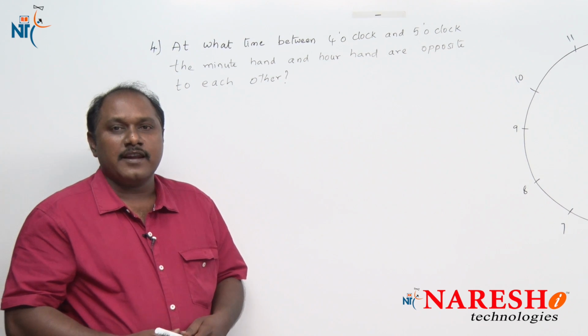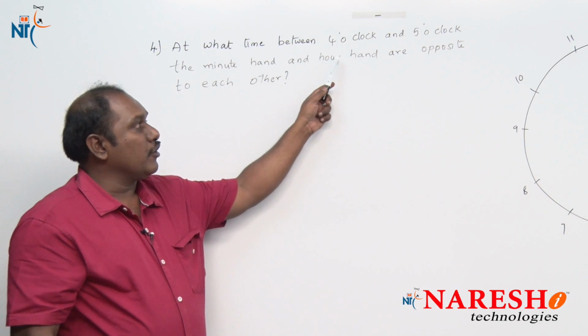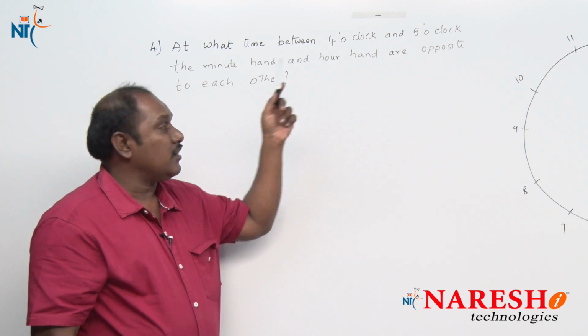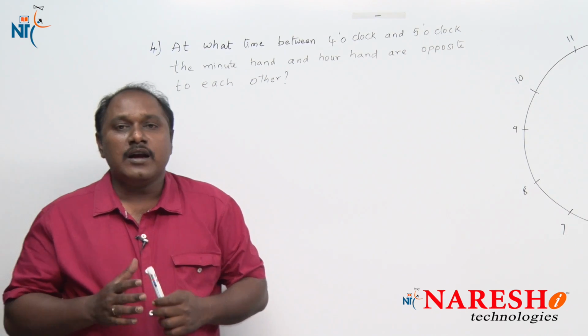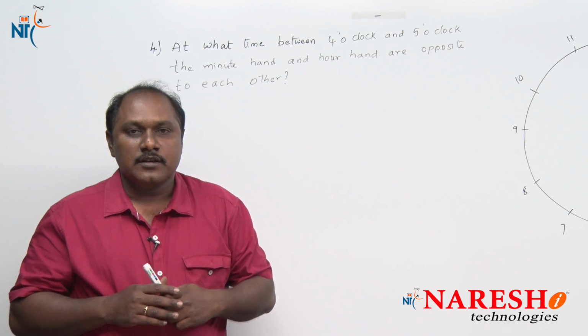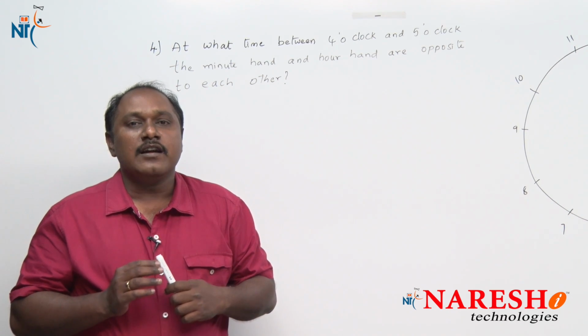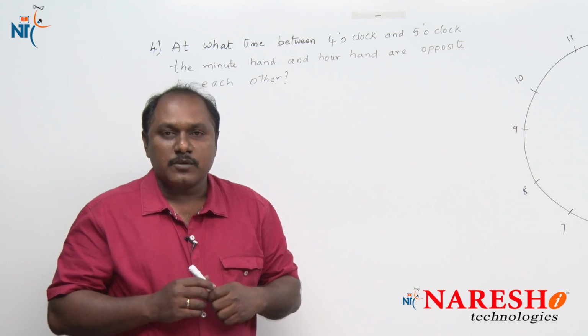Let us discuss the next question in this chapter. At what time between 4 o'clock and 5 o'clock are the minute hand and hour hand opposite to each other? Now if the minute hand and hour hand are opposite to each other, the angle between the two hands should be 180 degrees. Now based upon the formula, let us try to answer the question.